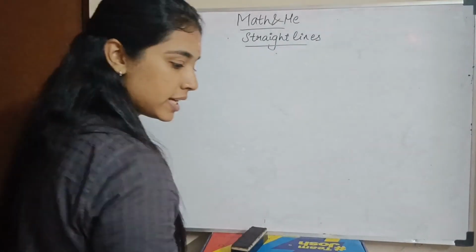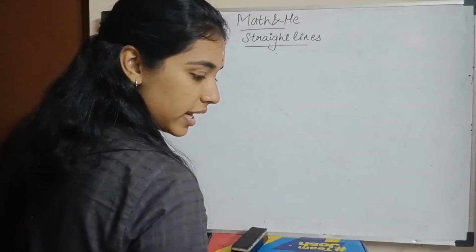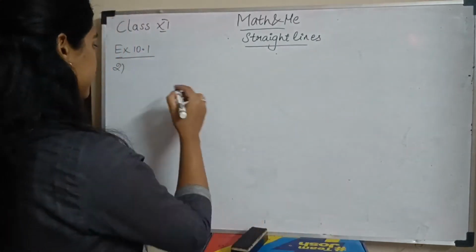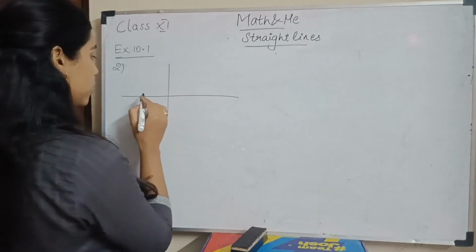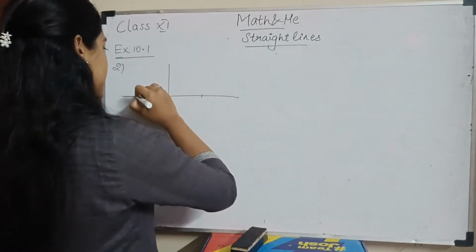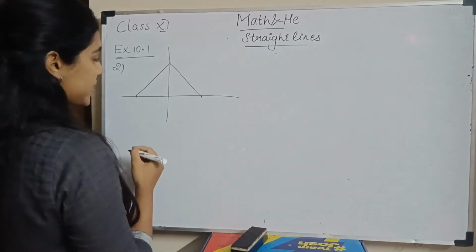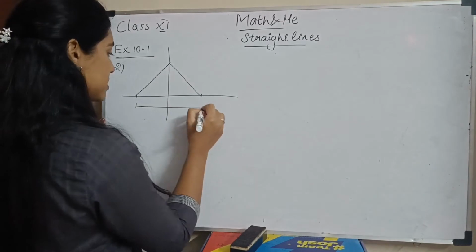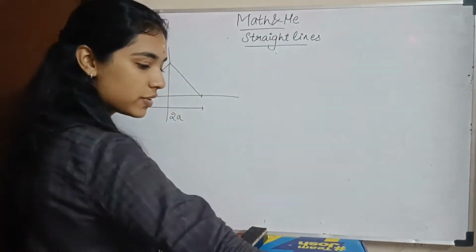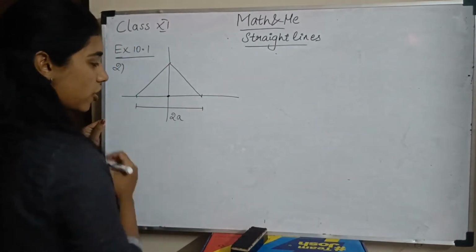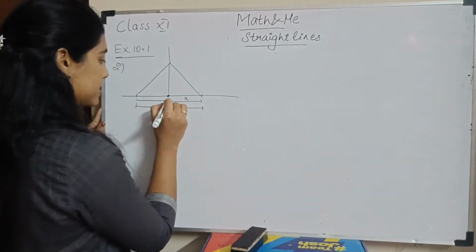Question number 2. It is given that the base of an equilateral triangle with side 2a lies along the y-axis such that, so let us draw. The equilateral triangle lies along the y-axis. So this is the equilateral triangle and this is the y-axis. They say that the base of the triangle is 2a. This is 2a such that the midpoint of the base is at the origin. So this is the origin and they say that this is the midpoint. So this is a and this is a.